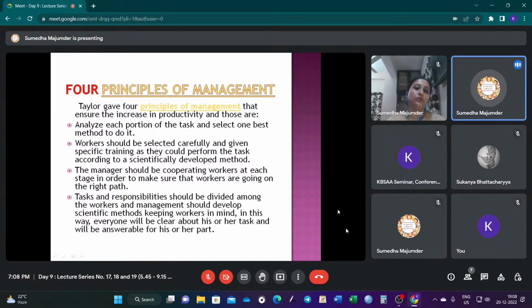So from that point of view, management believes that a satisfied workforce is very fruitful for the business, and that if the workers are satisfied, then the business can definitely get more than 100% output from them. That is why cooperation among the workforce is also important, through which conflict within the organization can be minimized. That principle was also identified by F.W. Taylor. And the last principle is that task and responsibility should be divided among the workers.